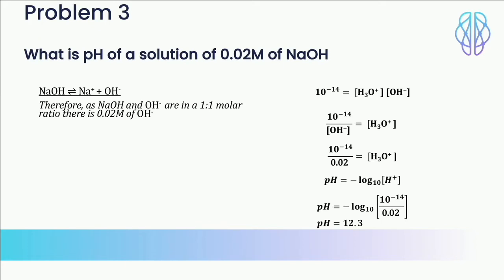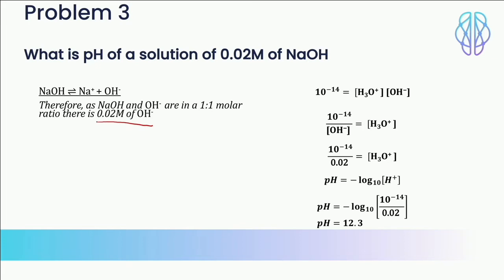In problem 3, we're asked to find the pH of a solution of sodium hydroxide with concentration 0.02 moles. The first thing, as always, regardless of if you know what to do or not, is to write down your dissociation equation. In this case, sodium hydroxide reversibly dissociates into sodium and a hydroxide anion. Therefore, as sodium hydroxide and the hydroxide anion are in a 1-to-1 molar ratio, if there is 0.02 moles of sodium hydroxide, there are also 0.02 moles of the hydroxide anion.